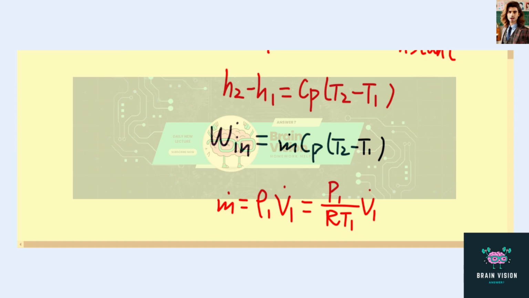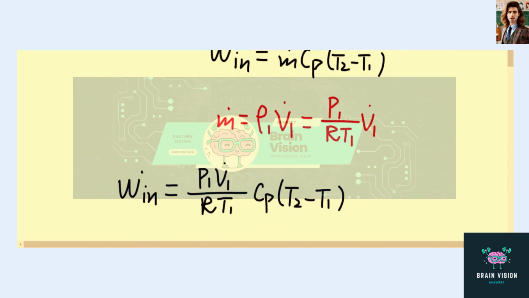And we know m dot, which is the mass flow rate here, can be equal to the inlet density of the air times the inlet volume flow rate, which can be also expressed as P1 over RT1 times V1 dot. P1 is the initial pressure, R is the gas constant for the air, T1 is the initial temperature in Rankine form, since the gas constant in this case has units of Rankine, and V1 dot here is the volume flow rate.